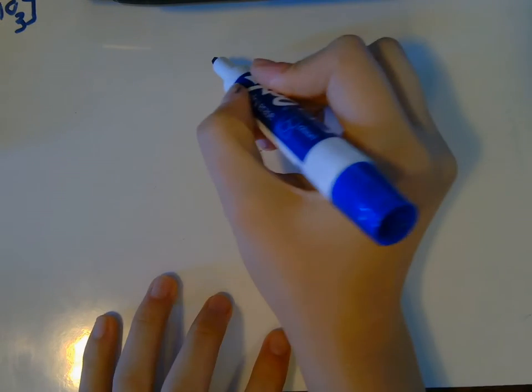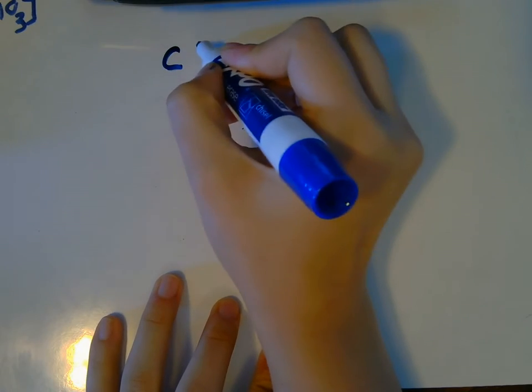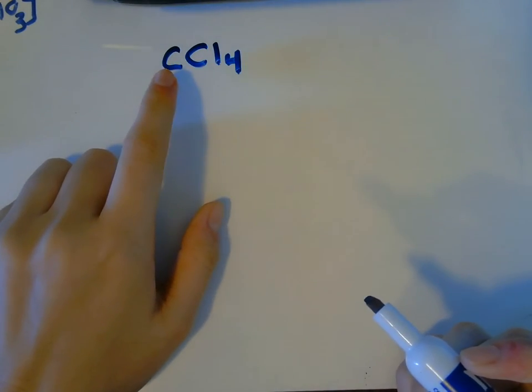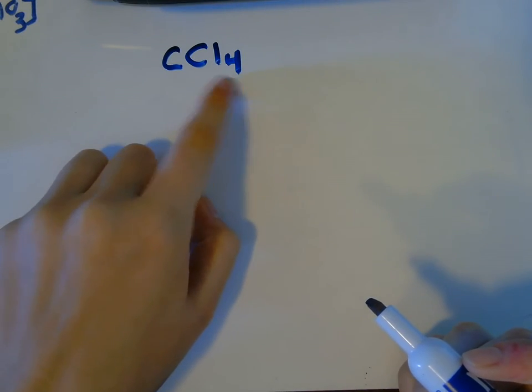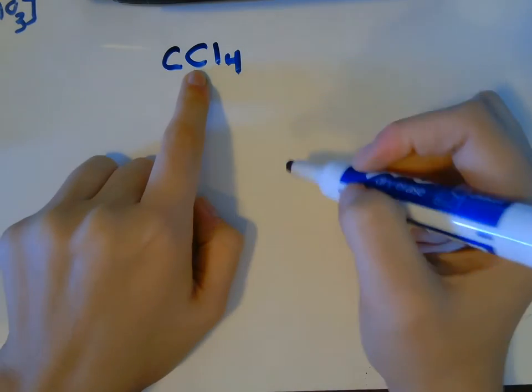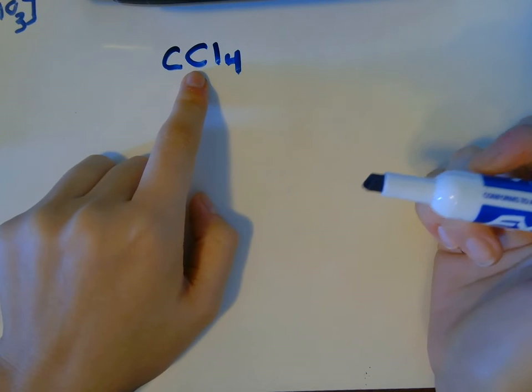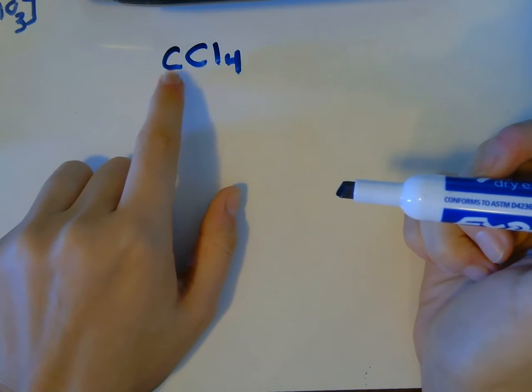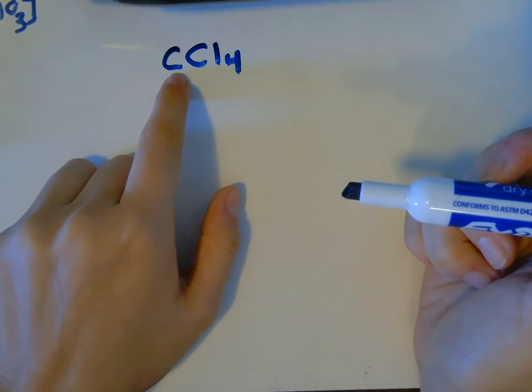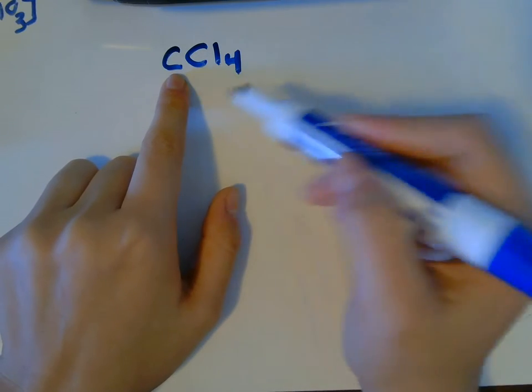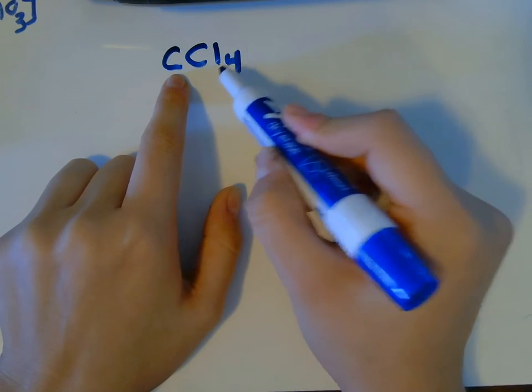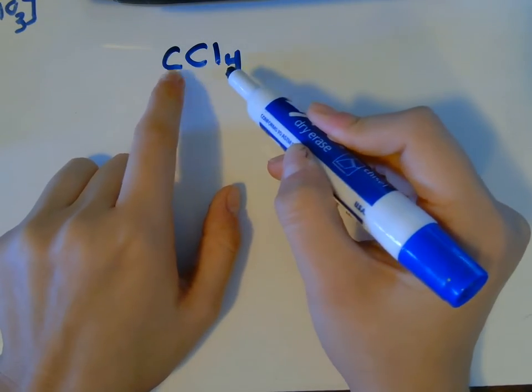Okay, so let's say that I want to draw the Lewis dot structure for CCl4. So this is 1 carbon atom and 4 chlorine atoms. Usually for Lewis dot structures, you want to find your central atom. It's usually going to be the first one. You'll see that if there's 4 of this one and 1 of this one, this is probably the middle.